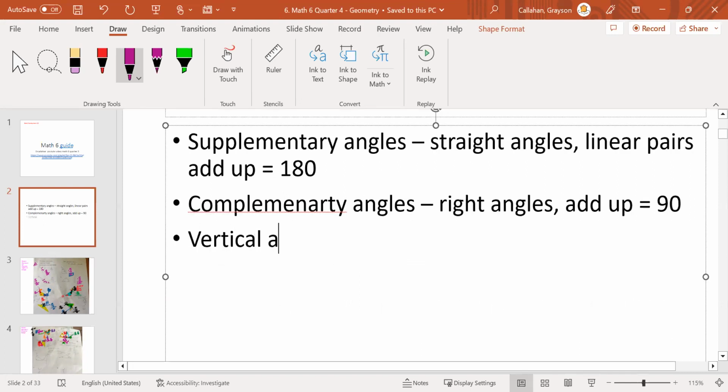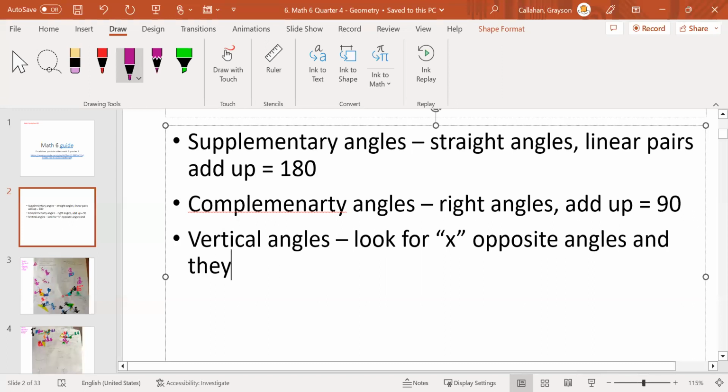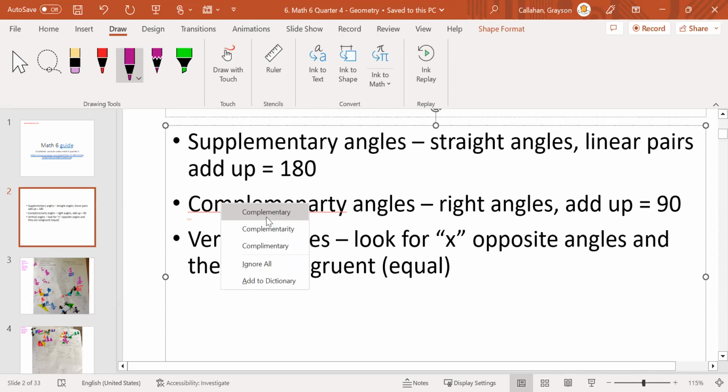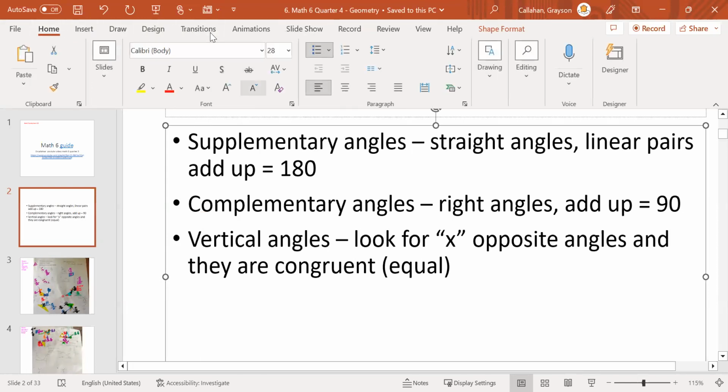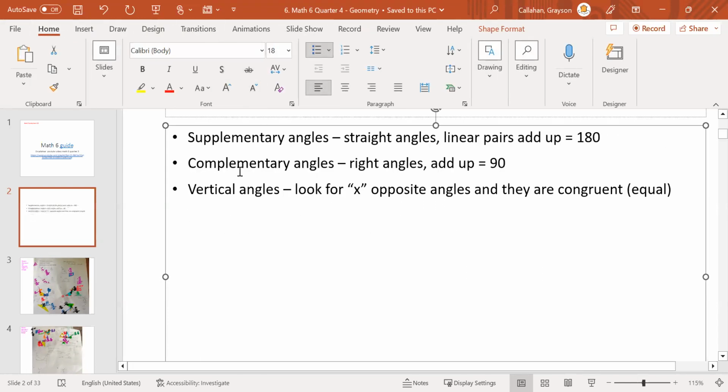Next one, vertical angles. You look for the X, okay? They're opposite angles and they are congruent. What does congruent mean? They're equal to each other. Do you understand? Those are the three things you will be using. Those are the only three things you will be using. You need to memorize that, especially since we've been doing this for a few days now.